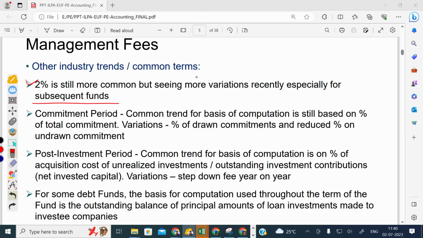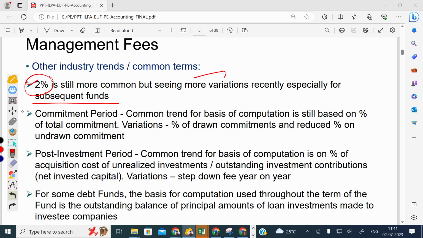Variation means due to inflation, increased labor costs, increased salaries of accountants, and increased costs of facilities, internet, or electricity in the US and Europe, ultimately management fees will also be impacted dramatically. That's the reason nowadays we have seen variations in management fees also. So 2% is not fixed.